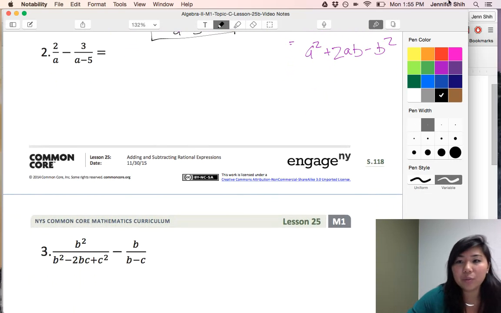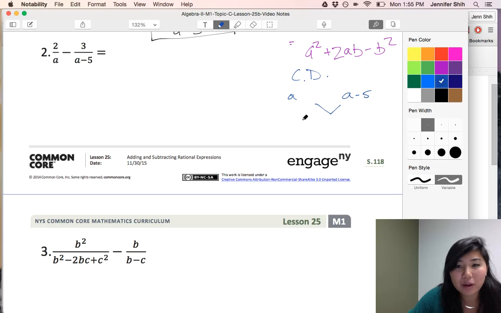Okay, for number 2, I'm looking for my common denominator. And my common denominator between a and a minus 5. Well, I don't know. I can't just add a negative 5 here. I can't just write negative 5 and negative 5. That's not how that works.